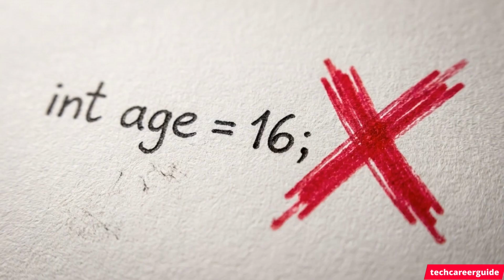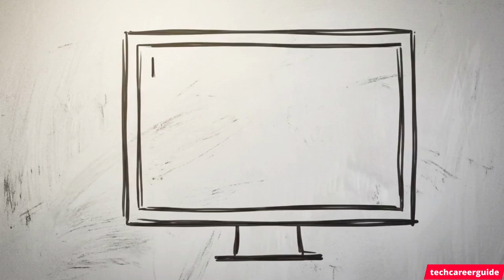What happens if data fails? Change the age variable to 16 and run the program again. The console is completely empty. The program found the condition false and skipped the block entirely.